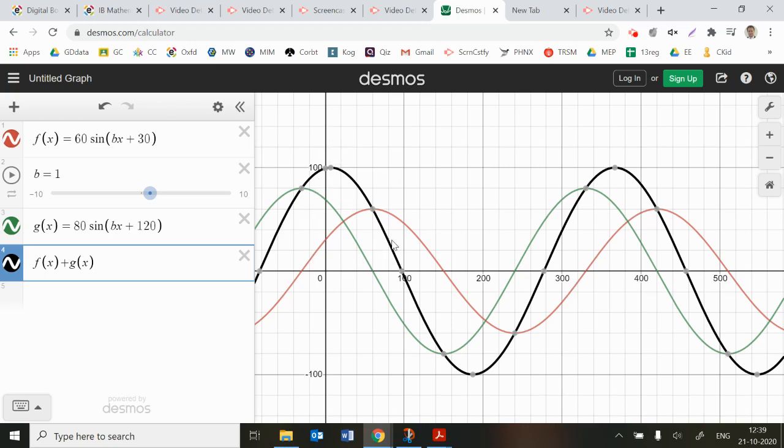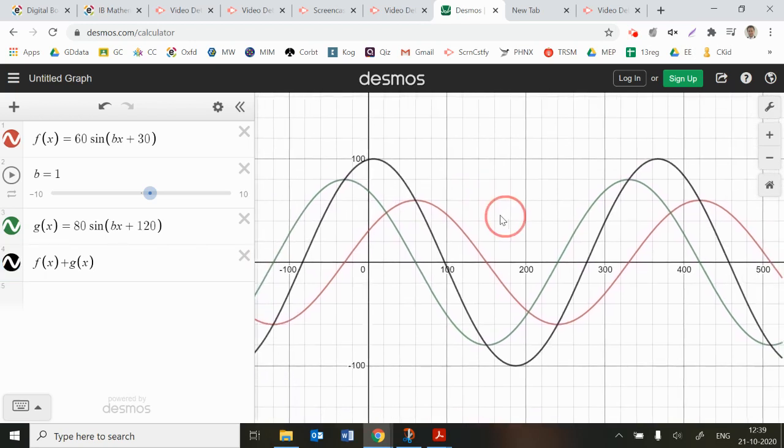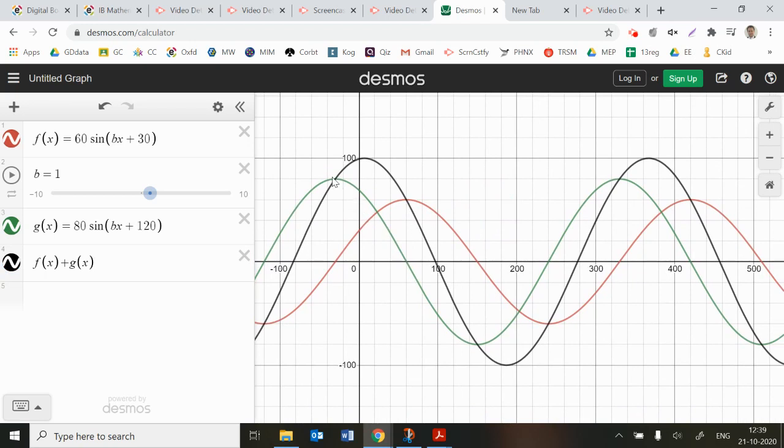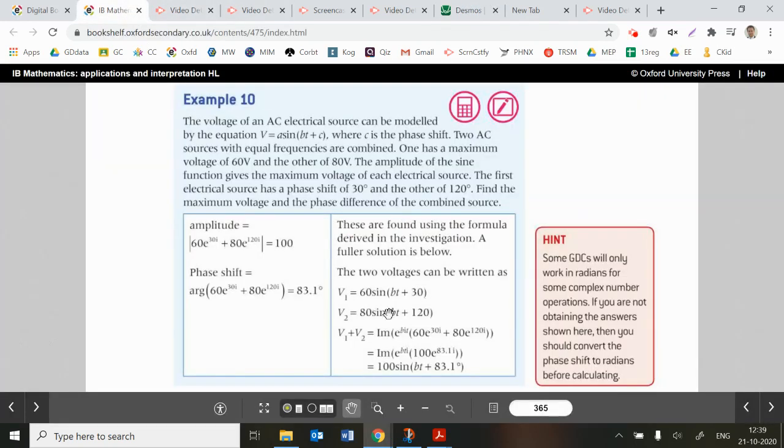And well, there you go, that's it. And you can see perhaps as well what I was talking about earlier, that if you've got two sine functions and you're adding them together, then it's not true to say that the amplitude is just going to be the 80 plus the 60. So the amplitude of the green one plus the amplitude of the red one, which would be 140. In this case, it's giving us the amplitude of 100, which, let's have a look at the book again. So again, that was our amplitude in this case, and the phase shift of 83.1.